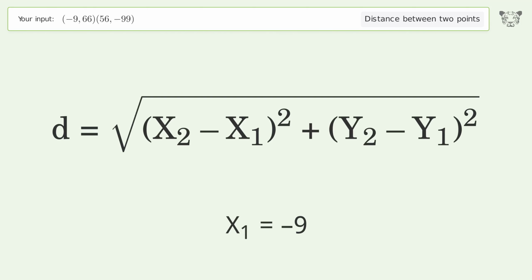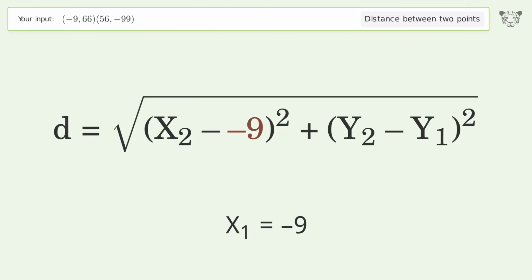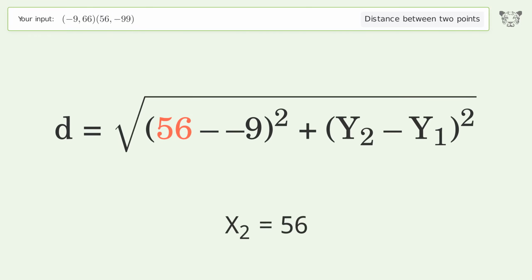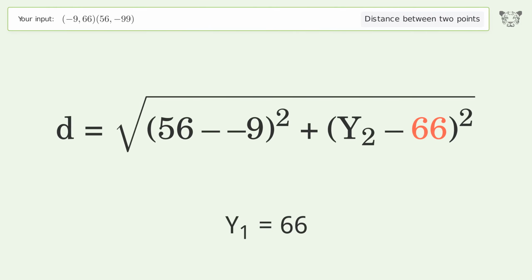x1 equals -9. x2 equals 56. y1 equals 66. y2 equals -99.